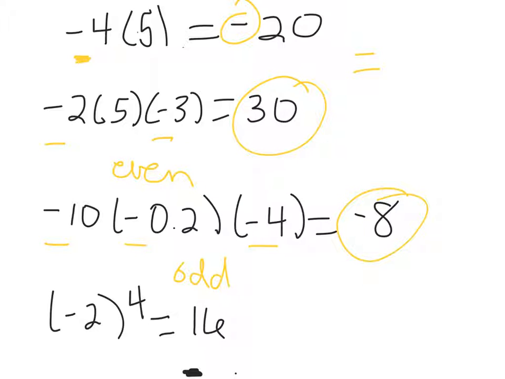This one is a little bit trickier because we have negative 2 to the 4th power, which means that you're going to be multiplying the negative 2 four times, and you end up with 4 negatives, and that's an even amount, so your answer will be positive.